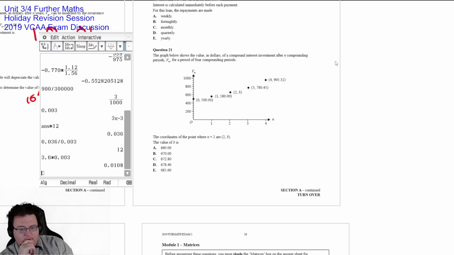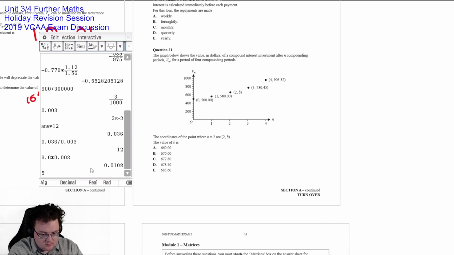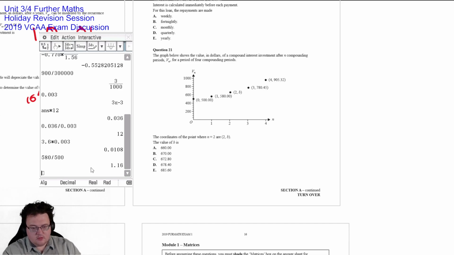How would you do it? How would you think about it? This is where I would start. I would look at those two. You've gone from 500 to 580. So what sort of increase is that? So that's 16%.